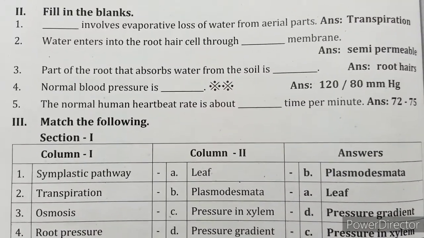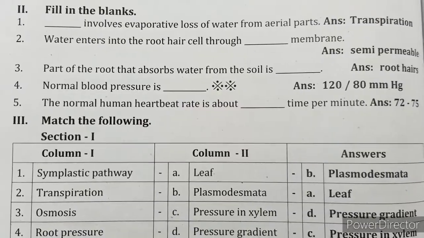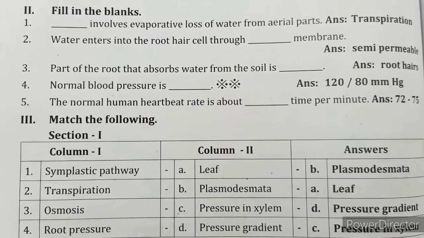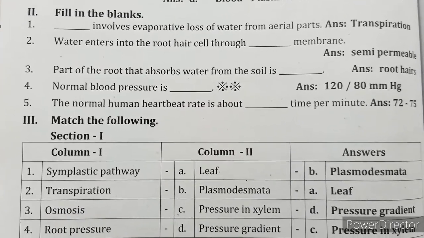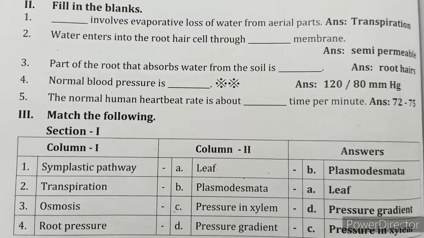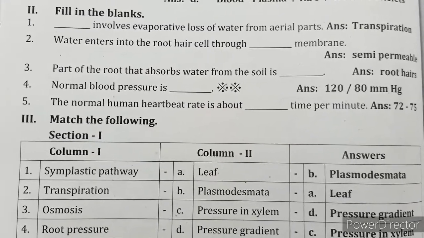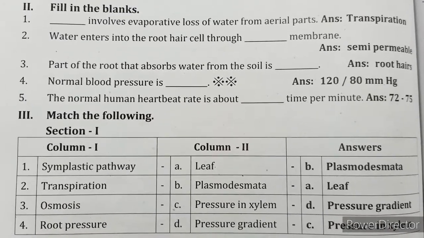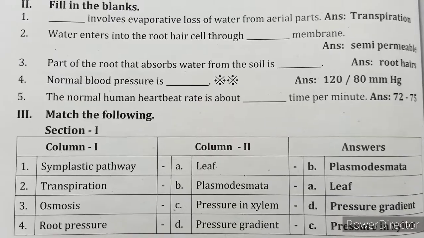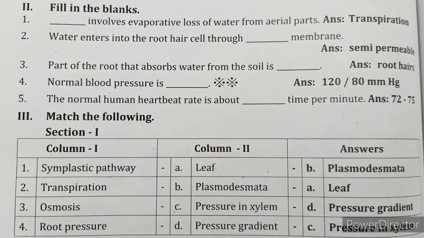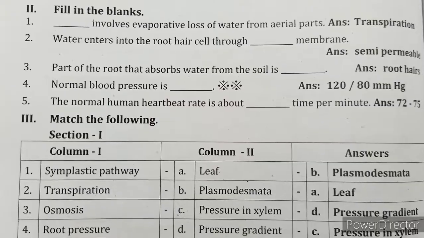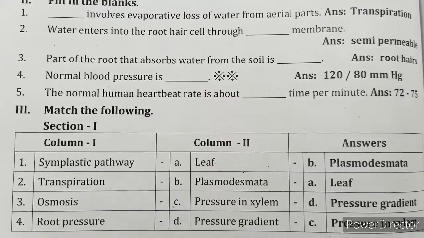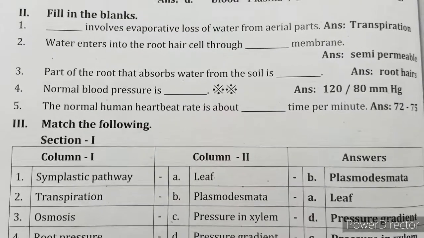Fill in the blanks. Transpiration involves evaporative loss of water from aerial parts. Water enters into the root hair cell through semi-permeable membrane. Part of the root that absorbs water from the soil is root hairs. Normal blood pressure is 120 by 80 millimeter of mercury. The normal human heartbeat rate is about 72 to 75 times per minute.